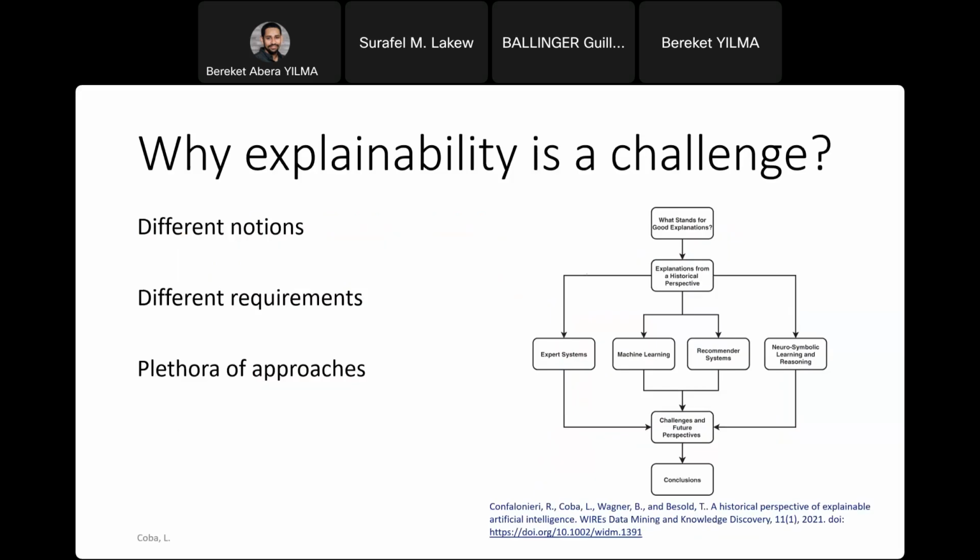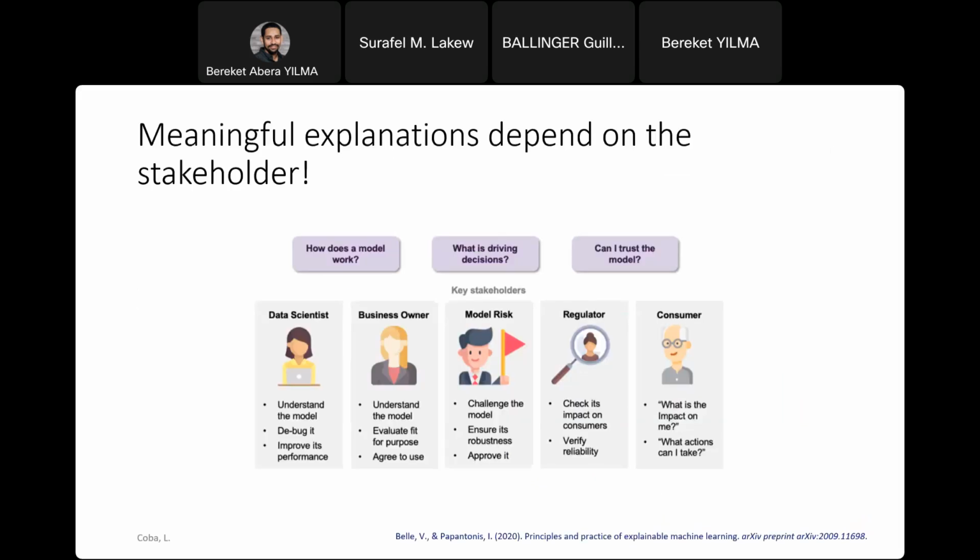And there are a lot of challenges in explaining, because it's not only that the hardest model is the hardest to explain, but we also have a lot of notions and a lot of requirements depending on the domain and the stakeholders. We have a huge plethora of approaches, spanning applications of ML, recommender systems, NLP, etc. On top of everything, we have different stakeholders, and everybody has their own requirements.